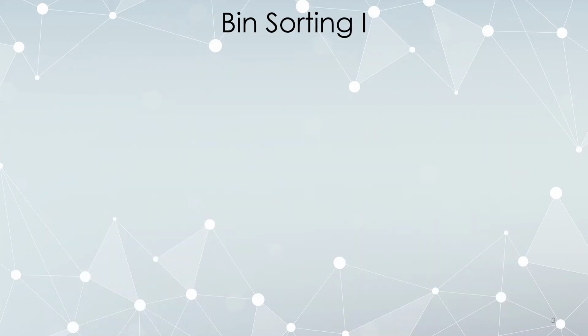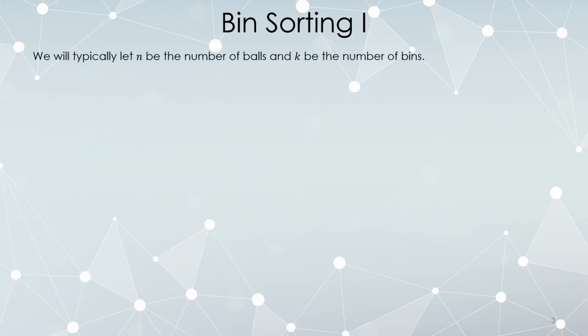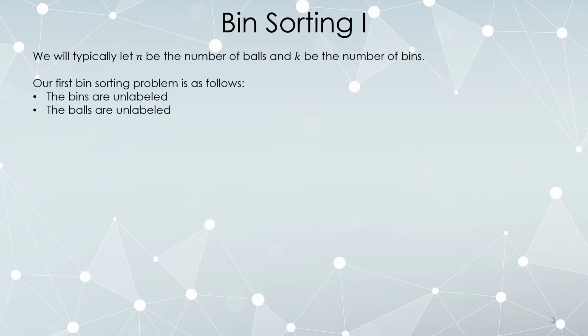The first of these bin sorting problems we're going to discuss, we're going to let n be the number of balls and k be the number of bins. The bins do not have labels. The balls also do not have labels. And we are not going to be allowed to put more than 1 ball into a single bin. In other words, you have a collection of objects and a collection of containers. The objects are indistinguishable from one another. The containers are indistinguishable from one another.